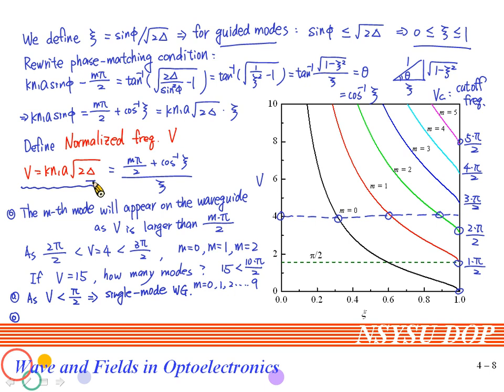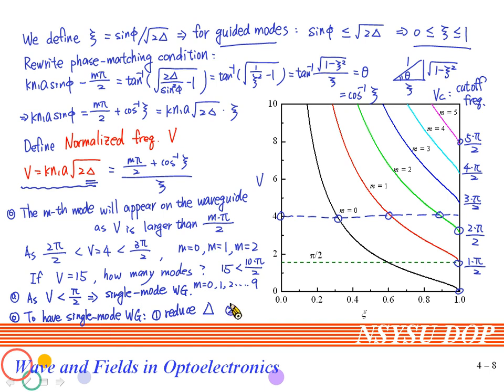First, you can reduce the value of the refractive index difference delta. To have a single mode waveguide, the first way is to reduce the index difference between the core and the cladding. By reducing this value, we can have a smaller normalized frequency to realize single mode.